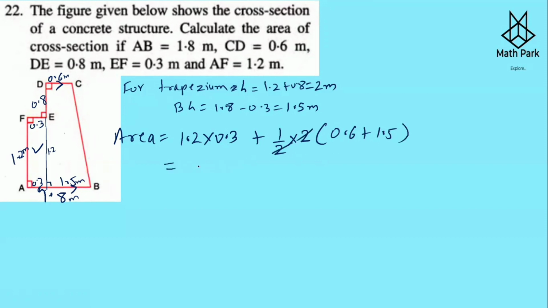1.2 into 0.3 is 0.36, plus 0.6 plus 1.5. 6 plus 5, 11. This is going to be 2.1. So this is how, 0.36 plus 2.1, we get this as 2.46 square meter is the area of this cross section.